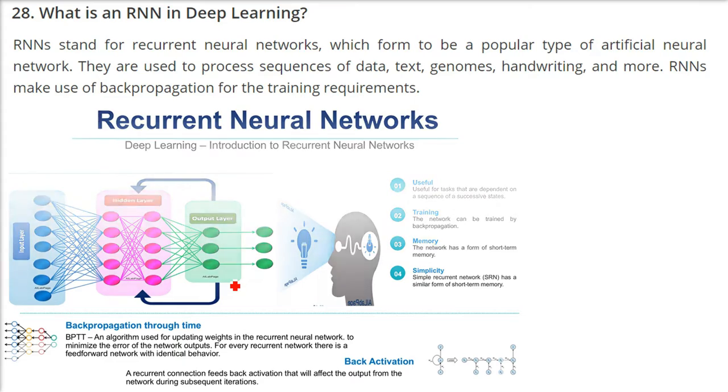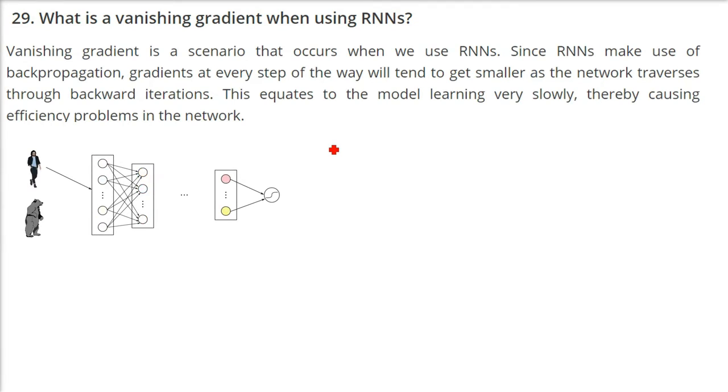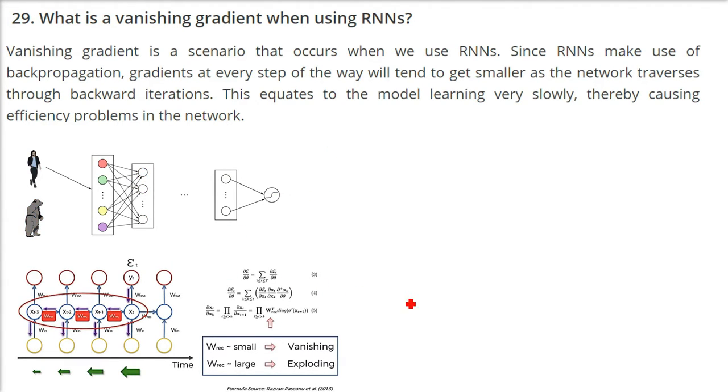What is a vanishing gradient when using RNNs? There is one more question coming, which is the exploding gradient. So vanishing gradient and exploding gradient. Vanishing gradient is a scenario that occurs when we use RNNs. Since these RNNs make use of back propagation, that is, we need to change the weights, the gradients at every step of the way will tend to get smaller as the network traverses through the backward iteration, that is the epochs. So this equates to the model learning very slowly, thereby causing efficiency problems in the network.